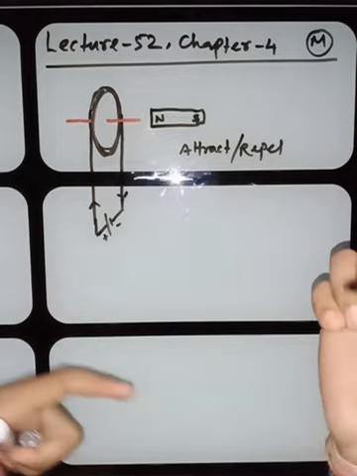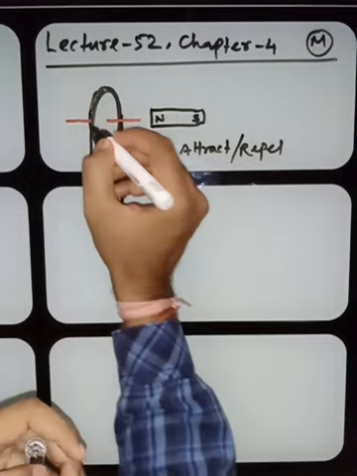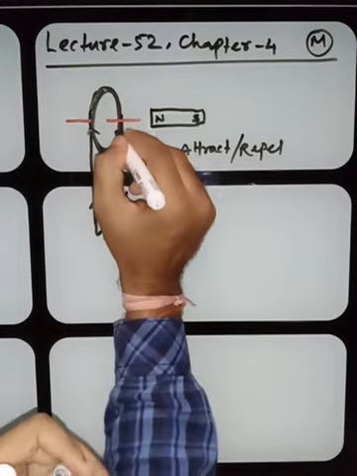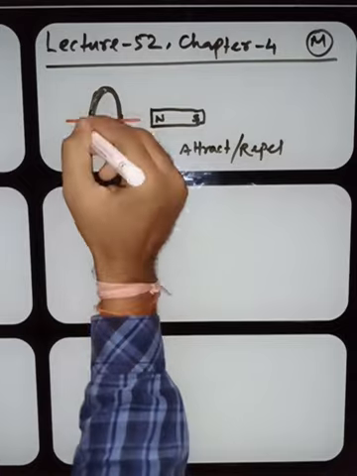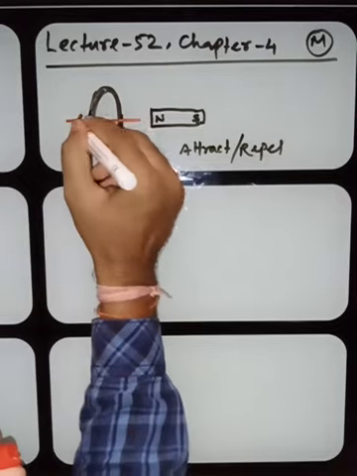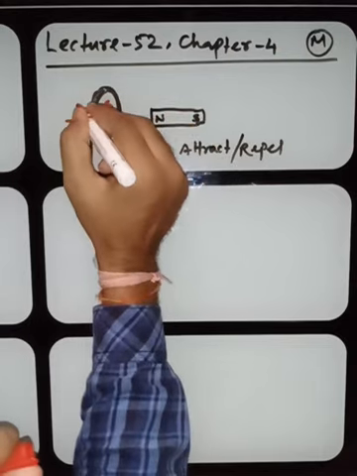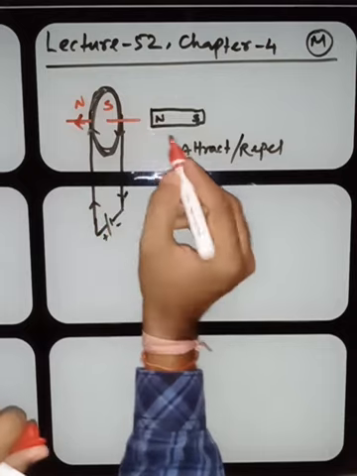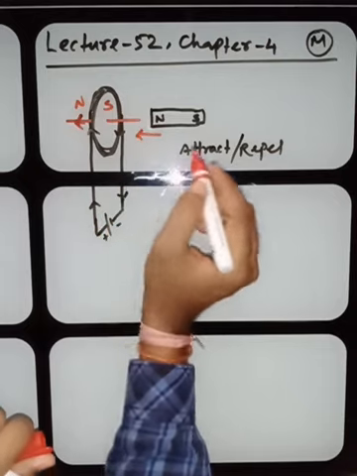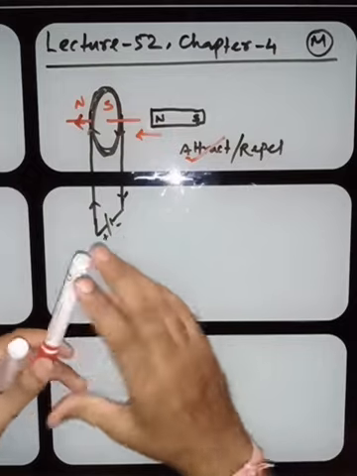Okay, now let me give you the answer. If the current is moving in this direction, the magnetic field will be produced in this direction. This is the direction of magnetic field, and this face becomes the south pole, and behind this will be the north pole. It means the south pole is near the north pole, so this magnet will be attracted. So the answer is it will be attracted by the coil.